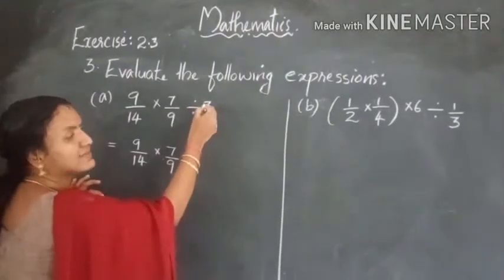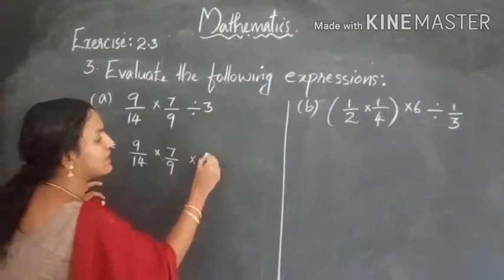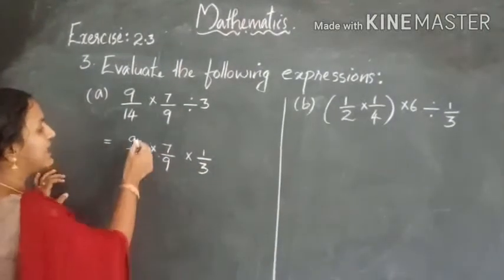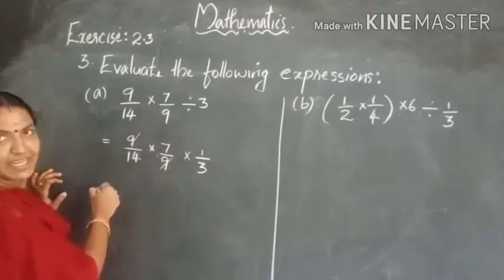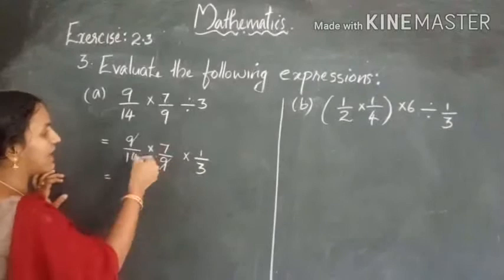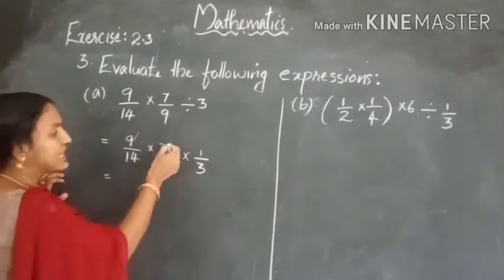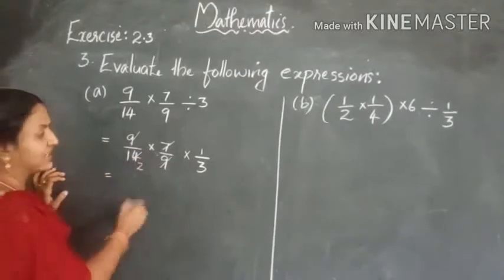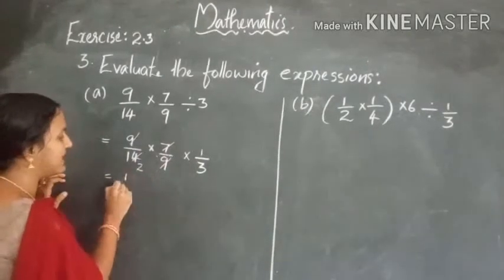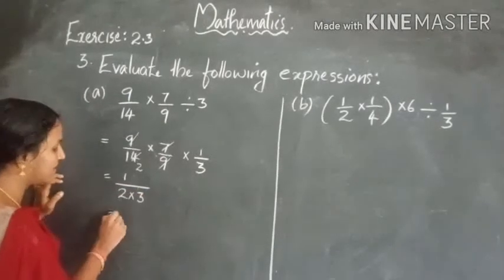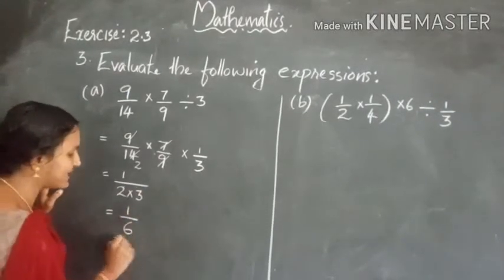3 can be written as 3 by 1. The reciprocal of 3 is 1 by 3. We can cancel 9 and 9, which is equal to 7 into 1. Again cancel 7 and 14. 1 7 is 7, 2 7s are 14. So in the numerator 1, divided by the denominator 2 into 3, is equal to 1 by 6.